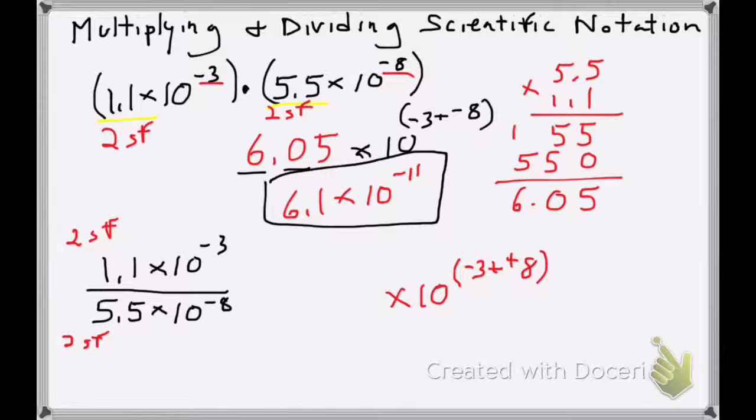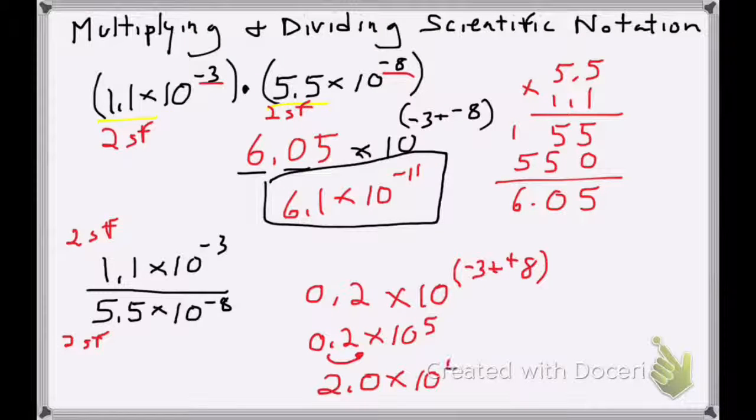In normal division, that comes out to be 0.2. When we put it together, we see it's 0.2 times 10 to the 5th power. Since scientific notation cannot be left as 0.2, we have to move the decimal position one place to the right, making our final answer 2.0 times 10 to the 4th power.